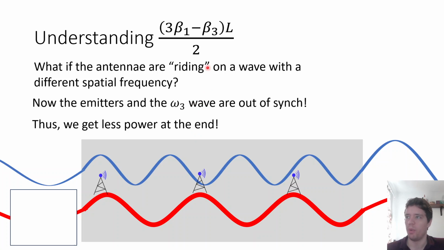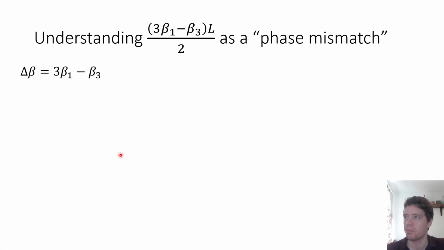So the way to think about this term right here is basically as the difference between the source wave that you can see right here and the target wave. If these don't have the same spatial frequency, then power doesn't get constructively transferred from one into the other.